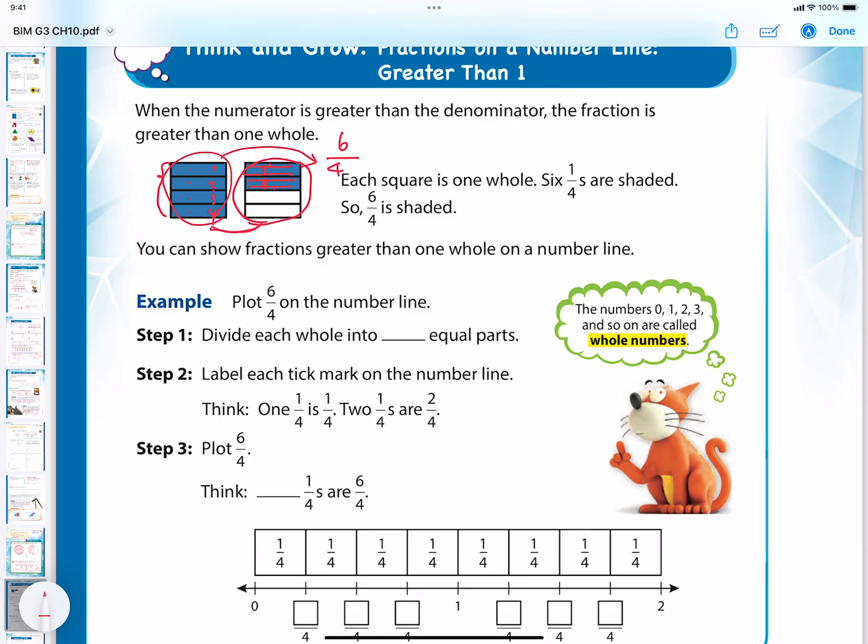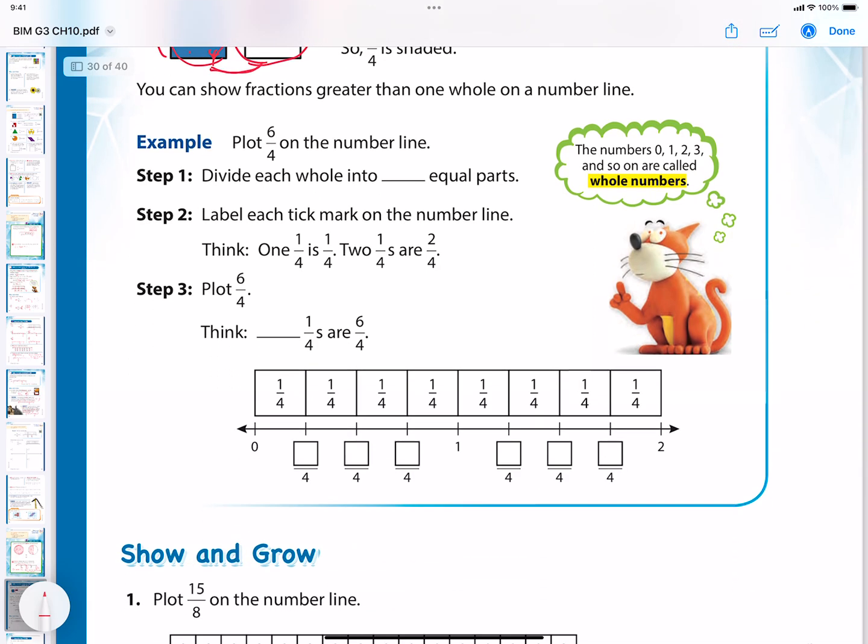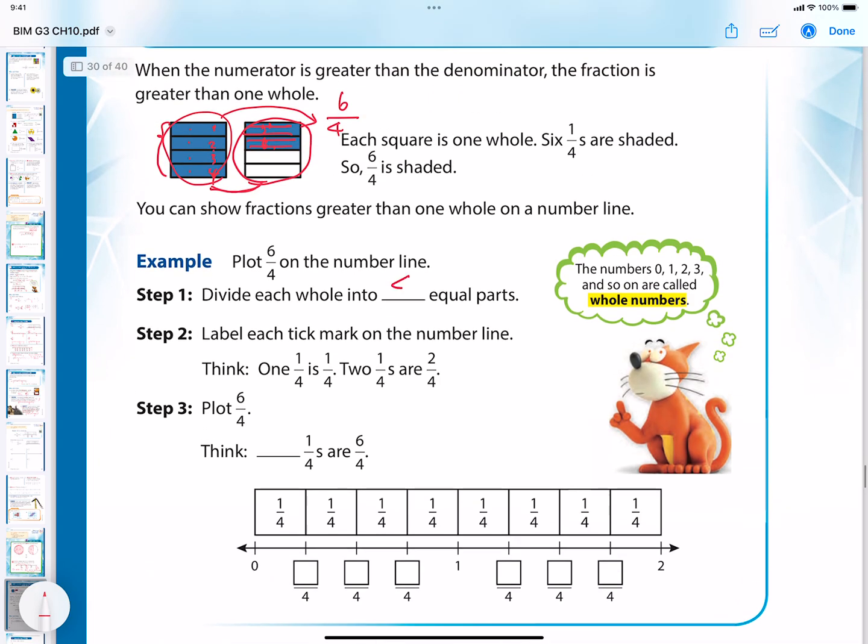Okay? Now you can show fractions greater than 1 whole on a number line. Now example, plot 6 over 4 on the number line. Step 1, divide each whole into what? Yes, 4 equal parts. How do you know this has to be 4 equal parts? This denominator tells you how many equal parts are in 1 whole, right? Yes. Now step 2, label each tick mark on the number line.